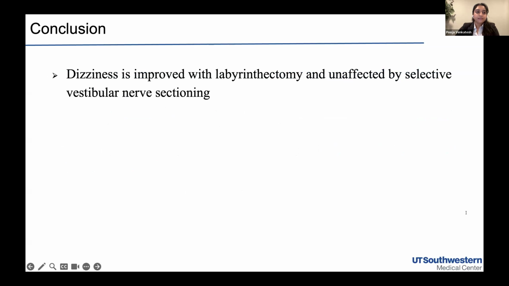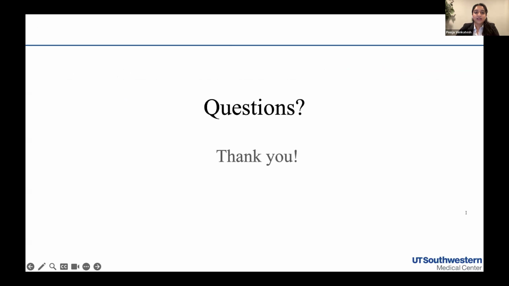And so to conclude, just as I have gone through, dizziness was improved with labyrinthectomy, unaffected by selective vestibular nerve sectioning. We hope the study influences others to incorporate patient-centered outcomes like these to improve overall counseling, treatment planning, and surgical decision-making. With that, I'm happy to take any questions, and I want to thank everyone.